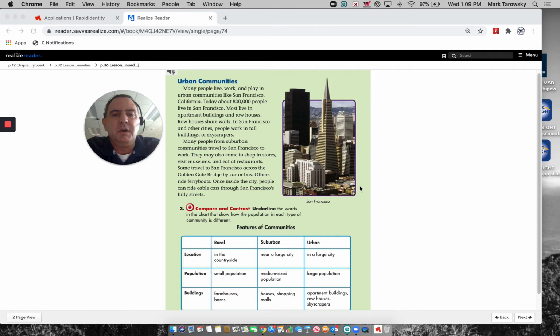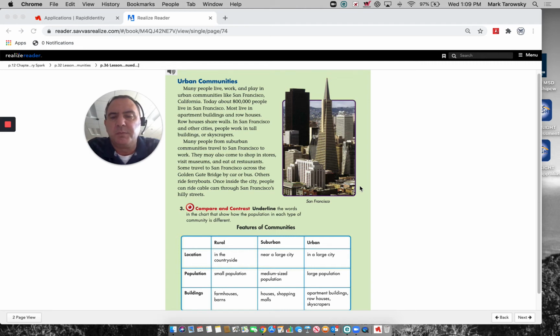Many people live, work, and play in urban communities like San Francisco, California. Today, about 800,000 people live in San Francisco. Most live in apartment buildings and row houses. Row houses share walls. In San Francisco and other cities, people work in tall buildings or skyscrapers.